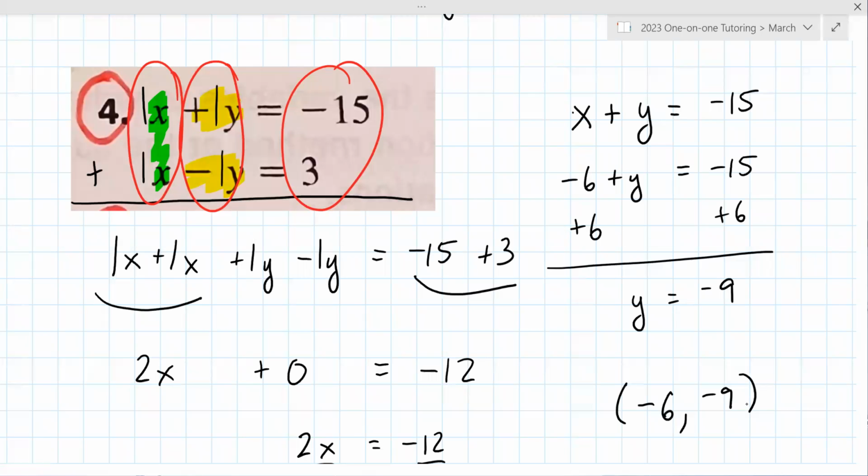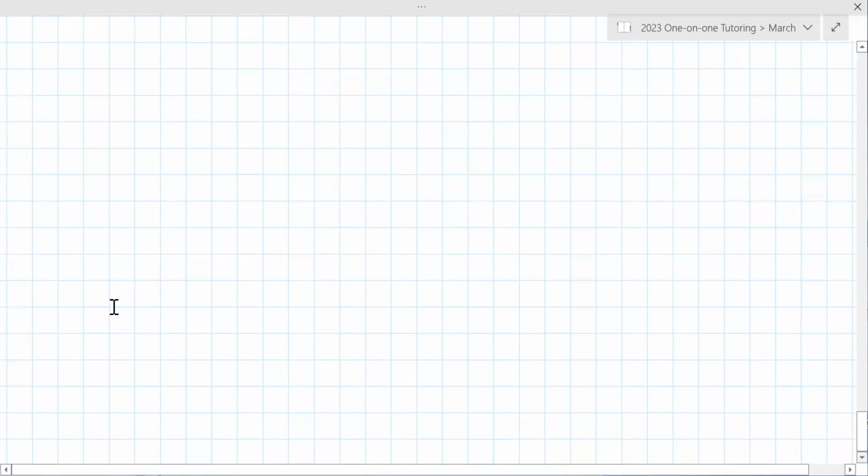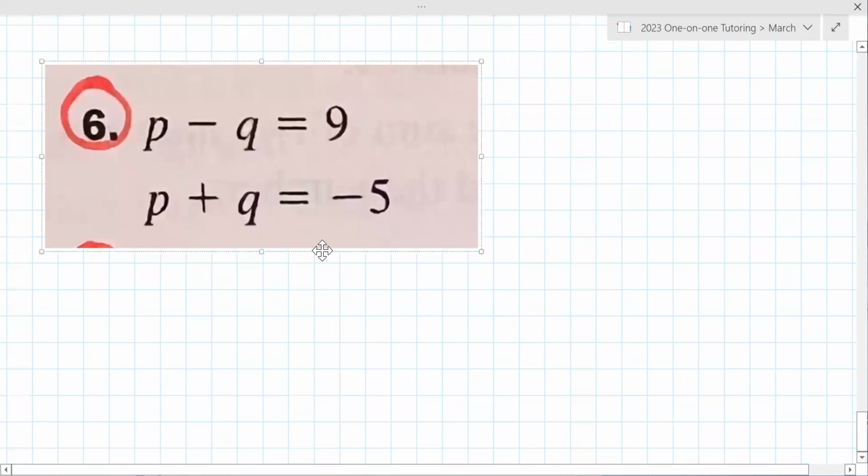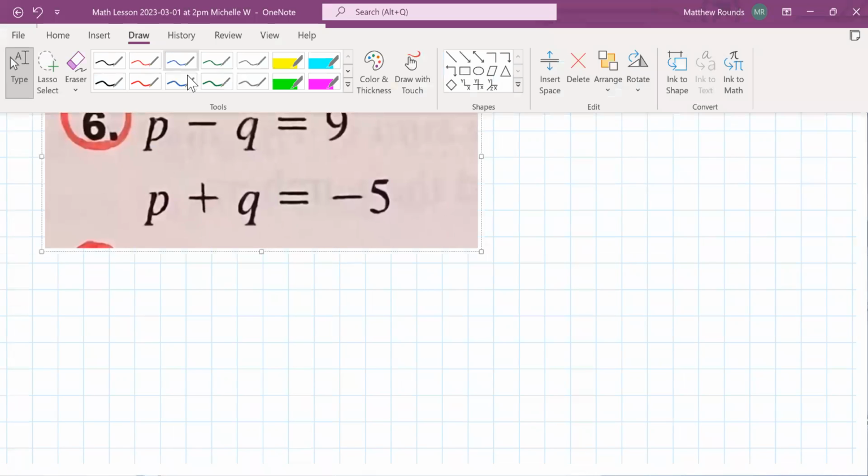All right, number 6 is really similar, so we'll do that. It's just letters though, right? Oh, I guess they were all letters. So they switch. Sometimes they use x and y, sometimes they pair them up with p and q.